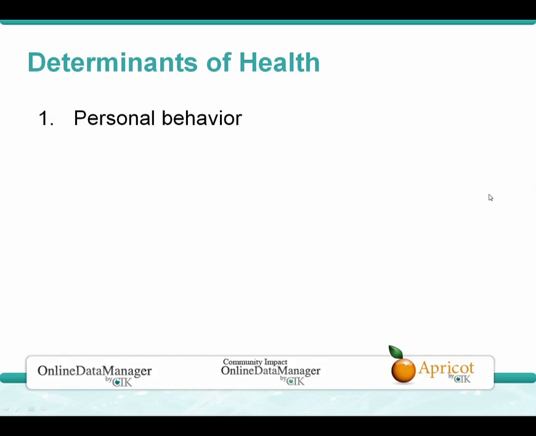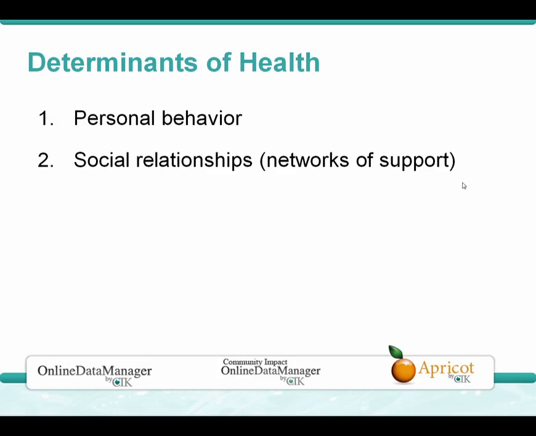The second ingredient is social relationships. People that are connected and have social relationships tend to be healthier than people that are isolated. So it's important that we help people develop and maintain those social relationships, and that's something that people do.